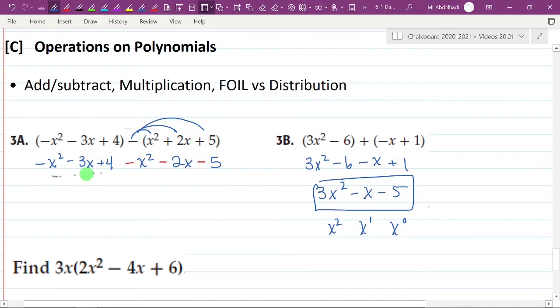And now, once you've done that, you can go ahead and just combine like terms like you did over here. So the difference between adding two polynomials and subtracting is that whatever you're subtracting, you need to distribute that negative first. And now let's see, we have an x squared here and x squared here. They're both negative. Negative x squared plus negative x squared is negative 2x squared. Negative 3x and negative 2x is negative 5x. Positive 4 and negative 5 is negative 1. And there's your final answer.